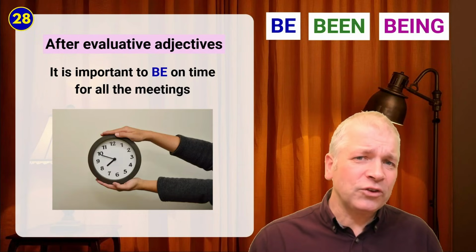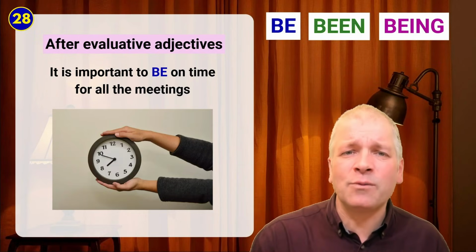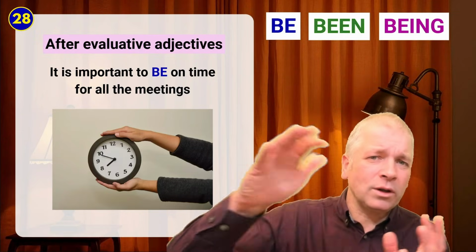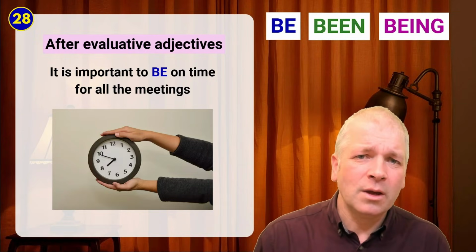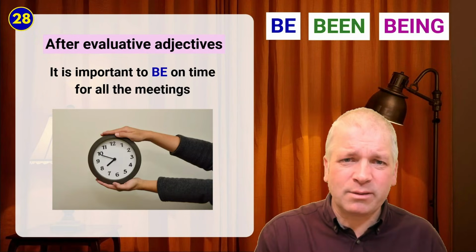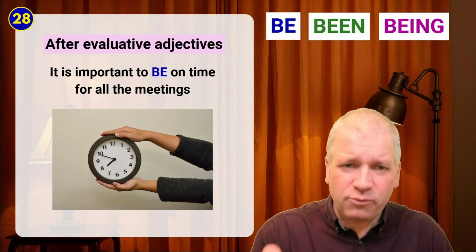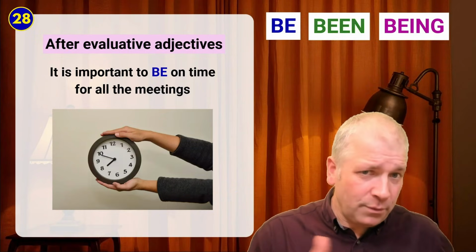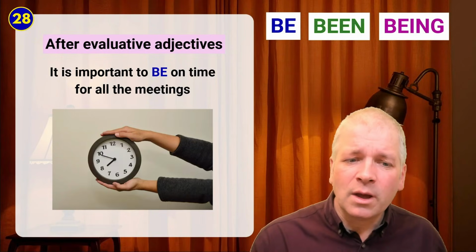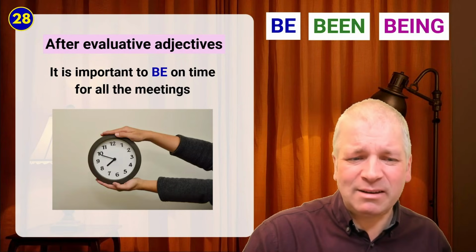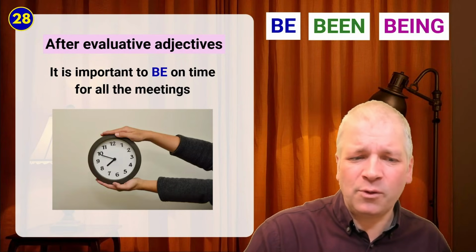Now, important is a kind of evaluative word. It is important. It's evaluating the quality of the rest of information. We look at the rest of the information and we add something at the beginning to say, it is important, extra information evaluating everything else. And after such a phrase with to, then if you need to use the verb to be, it stays in the infinitive form, be. It is important to be on time for all the meetings.